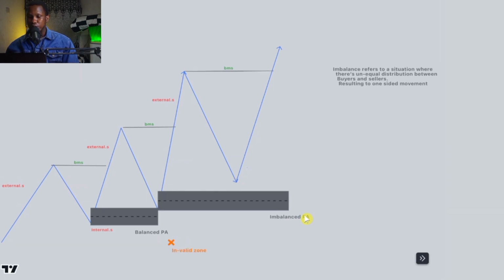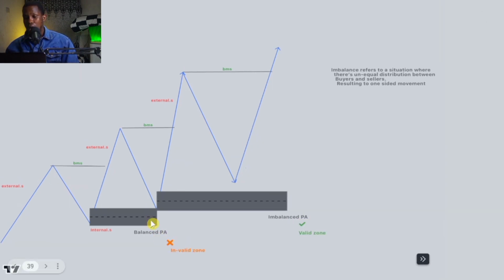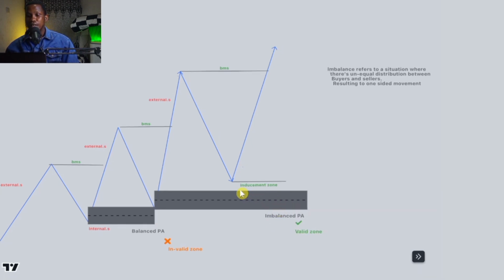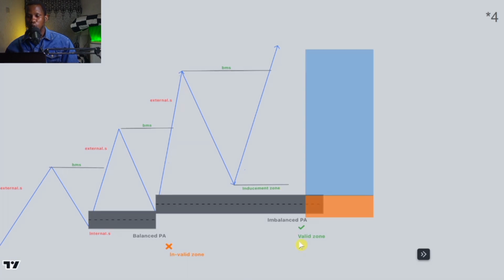So trading from here is a bad idea, and trading from here is a good idea because there are more orders sitting here, and this level becomes our inducement zone, and we make this level that it just created an inducement zone for us. We're going to enter from here, with the stop loss below this level.